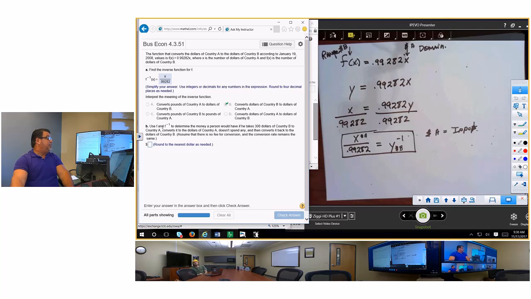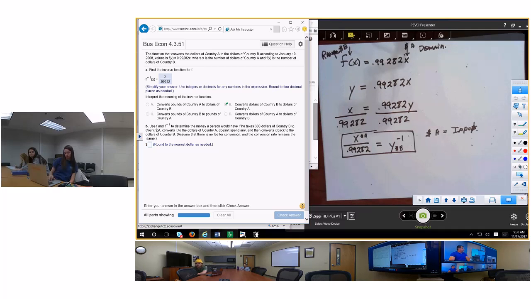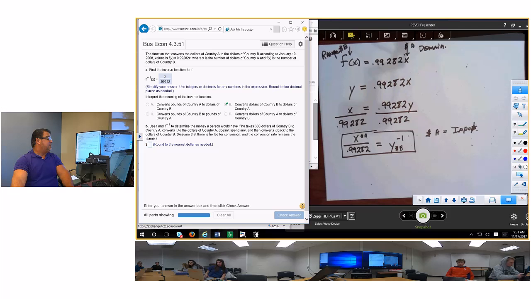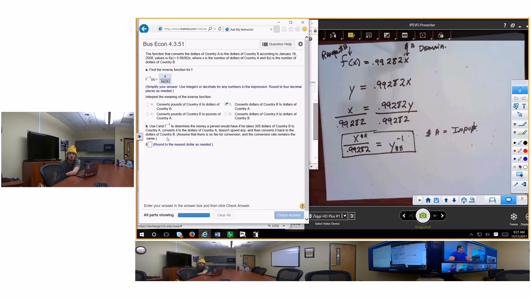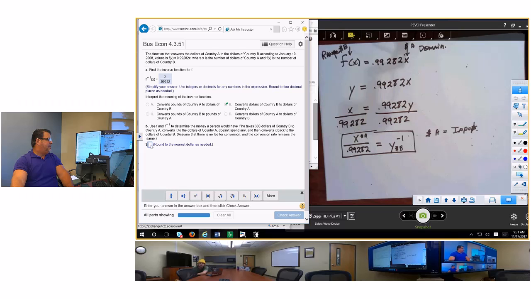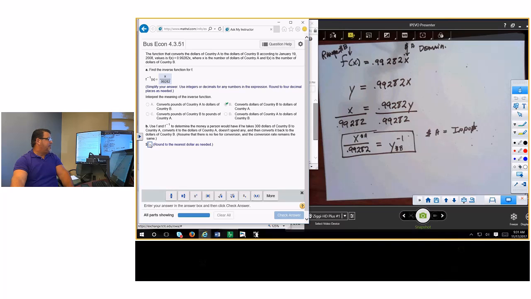Use f and f inverse to determine the money a person would have if he takes $300 to country B, converts it to country A, doesn't spend any, and then converts it back to country B. Okay? That's however much you had in the beginning. Would it not be? Yeah, it is. It should be $300, right? Yeah, it is.